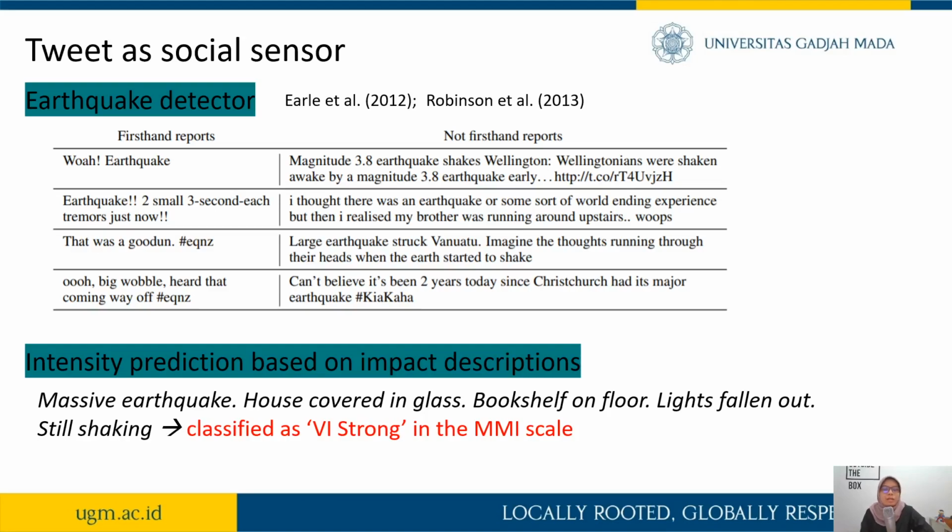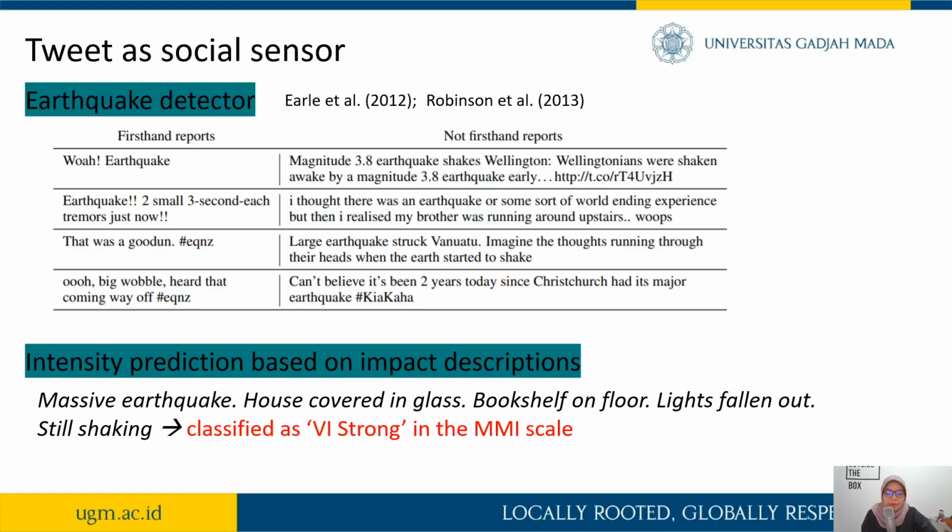Okay, another work from Earle et al. in 2012, and Robinson et al. in 2013, making tweets a social sensor. So at that time, they used tweets as an earthquake detector. So this is an example of a first-hand report and not a first-hand report.